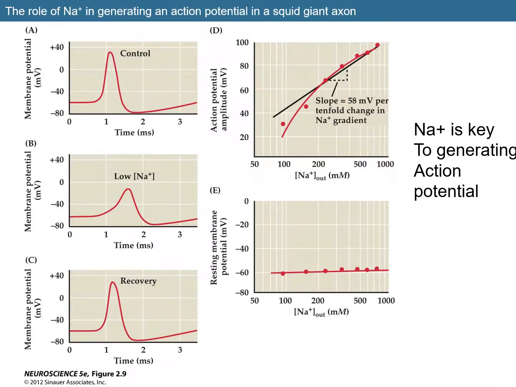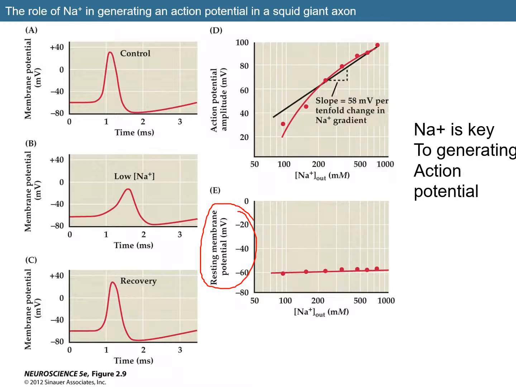Now, it's also important to note that I told you earlier that if we change sodium levels, they have very little effect on resting membrane potential. And that's what you see down here in E. When we change sodium levels on the outside of the cells, it really has very little effect on resting membrane potential. Because remember, potassium is the key player in the resting membrane potential. But when we're looking at action potential, sodium plays a role.